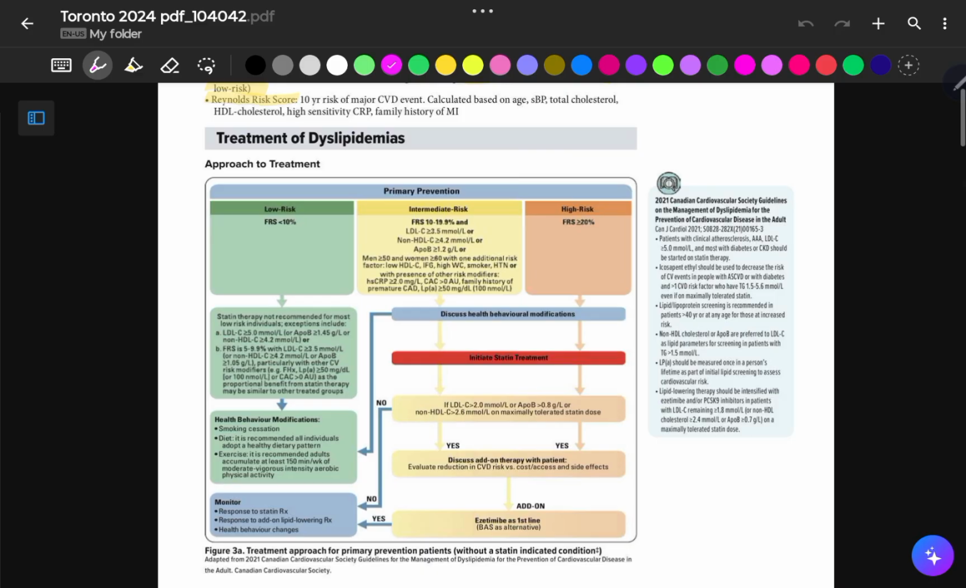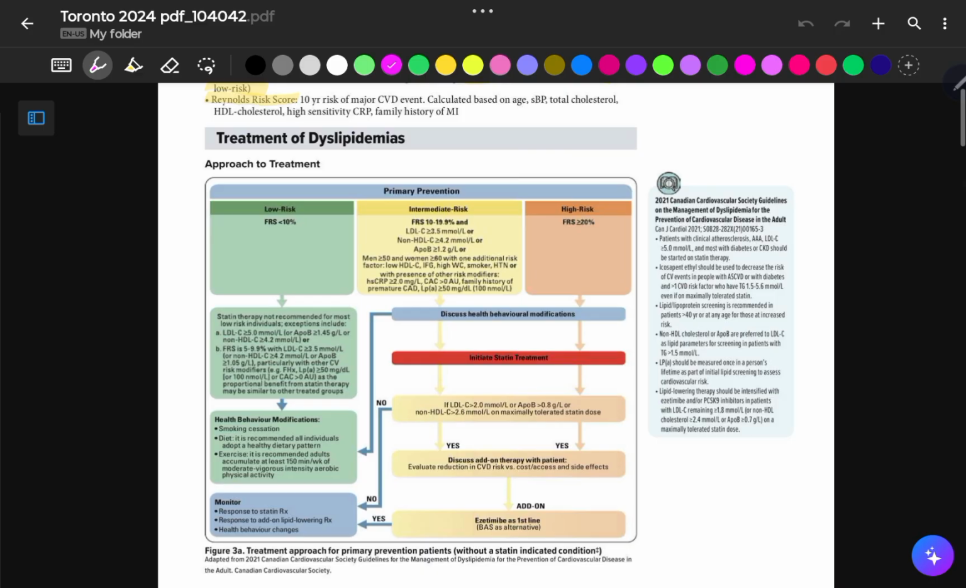So these patients are treated together with high risk patients. A high risk patient has an FRS score of 20 and above, and intermediate risk and high risk are treated the same. You first start with your health behavioral modification, talking about diet, smoking cessation, exercise. Then you tell them some patients can actually get better with lifestyle modification. If that does not improve, then you go ahead with your initial statin treatment.